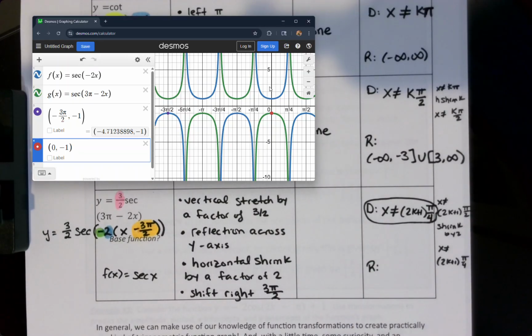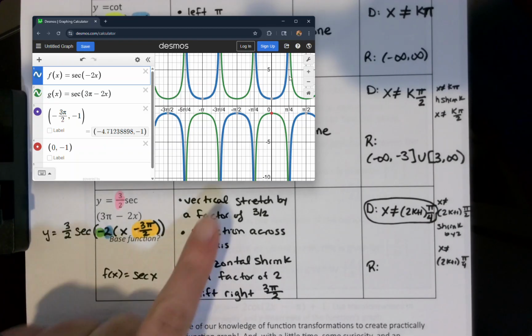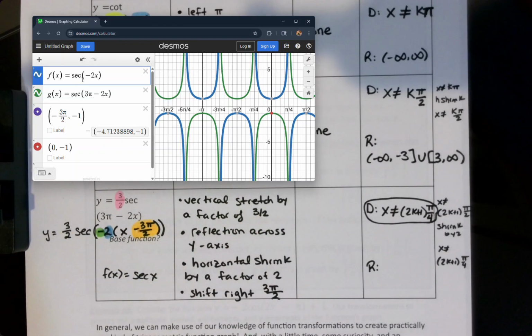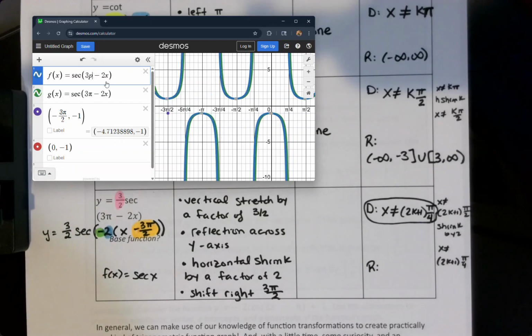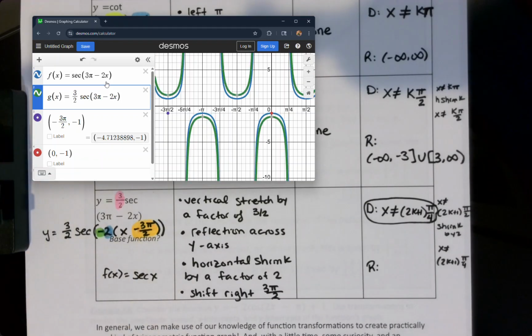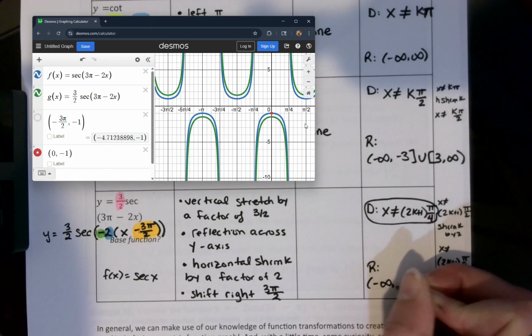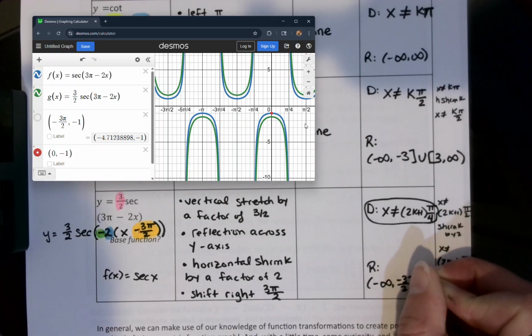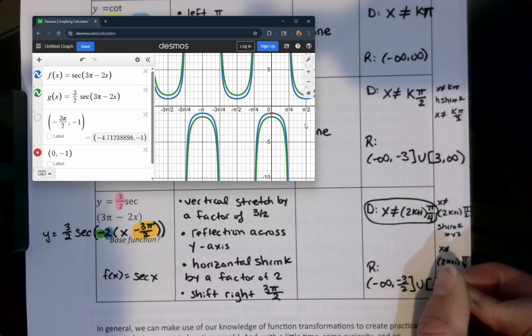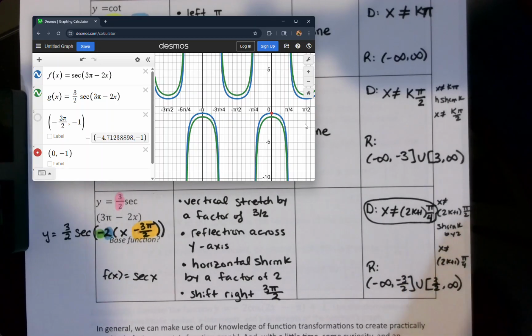Range on these right now are negative infinity up to -1 and -1 up to infinity, but we need to vertical stretch by a factor of 3 halves. So let's put in our shift here and take a look at what that 3 halves is going to do. It's going to stretch it just a little bit. So now we are down at -3 halves and up at +3 halves. So this is going to go from negative infinity up to -3 halves, and then we'll continue from +3 halves up to infinity.